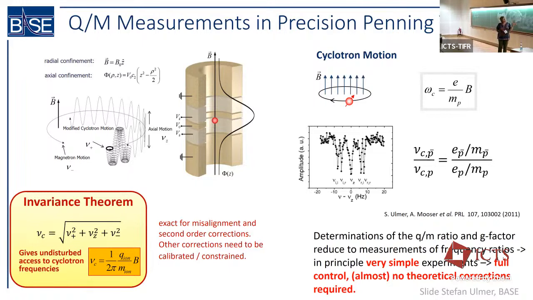So the trap can be used for more fundamental measurements, which are still frequency measurements, because this is what we measure the best. And this is one of the slides of Stefan Ulmer. So you see what Stefan has put in here is the ion in this trap.